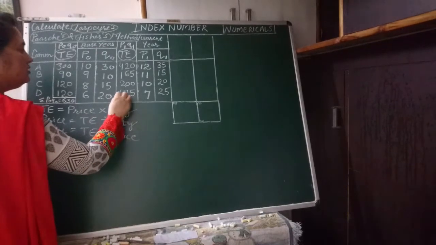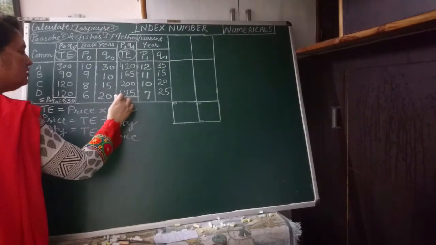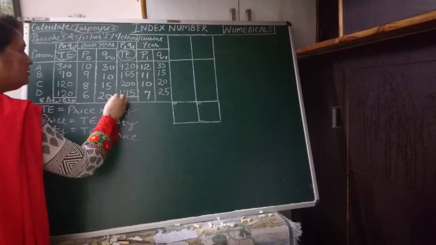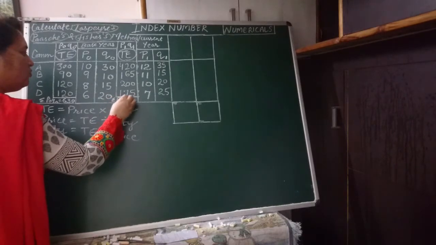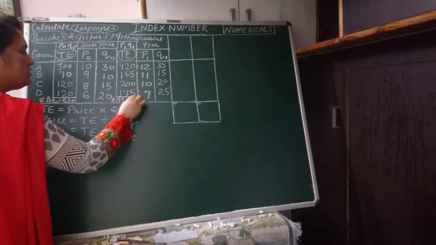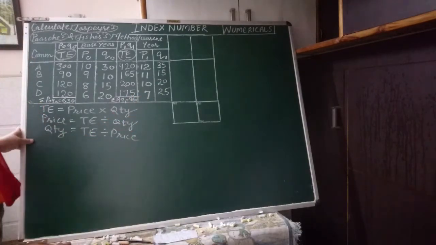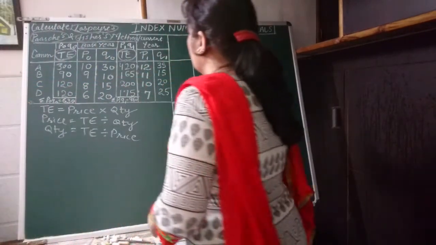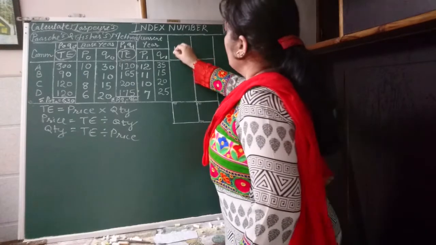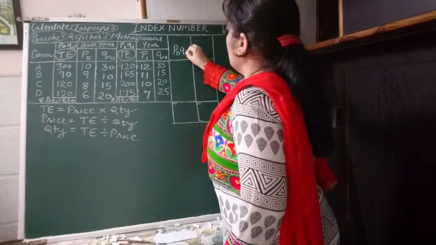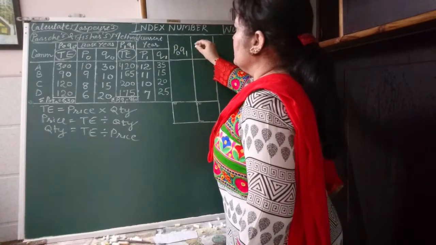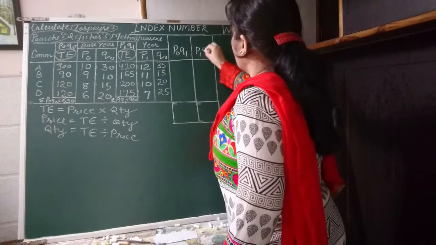Similarly, summation P1Q1 is equal to 960. Next we have to calculate P0Q1 and next one is P1Q0.